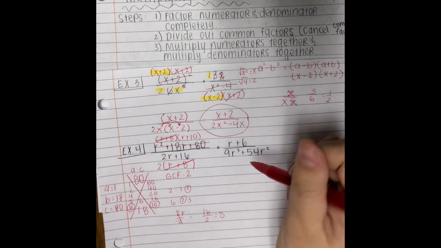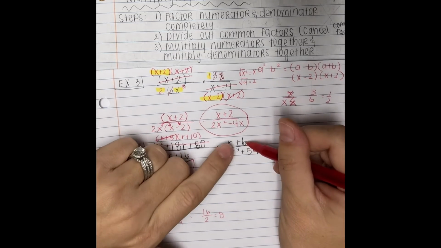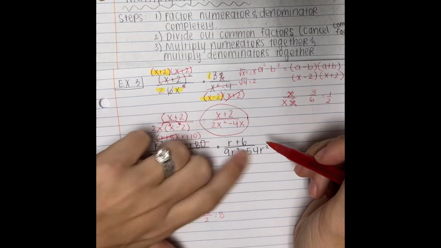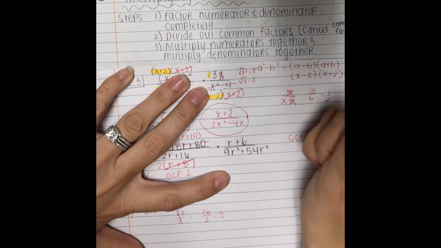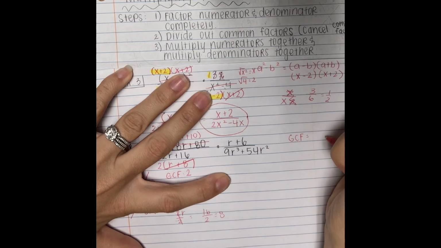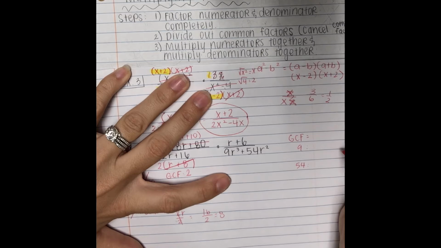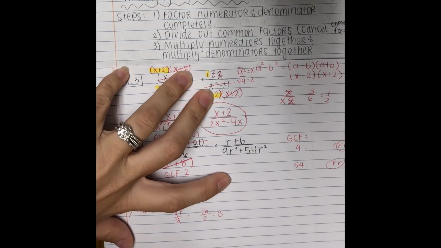And now let's look on the right side. I have an r plus 6. This can't be simplified because they don't have a GCF with 1 and 6. They don't both have an r. The bottom here, let's see if we have a GCF. Okay, so we have 9 and 54, and then we also have 3 r's and 2 r's. I can already see we have 2 r's in common.